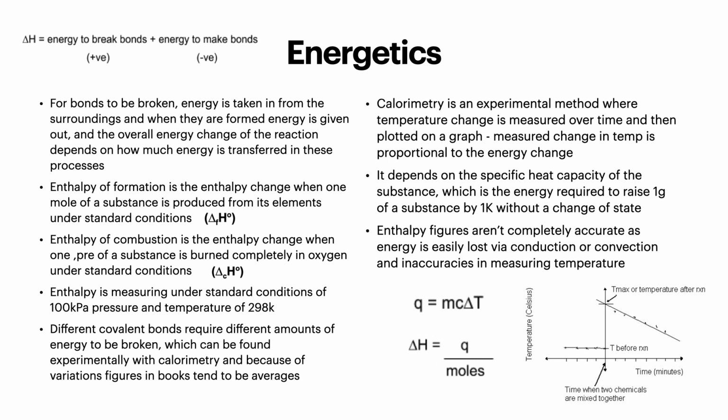Different covalent bonds require different amounts of energy to be broken, which can be found experimentally with calorimetry, and because of variation, figures in books tend to be average.